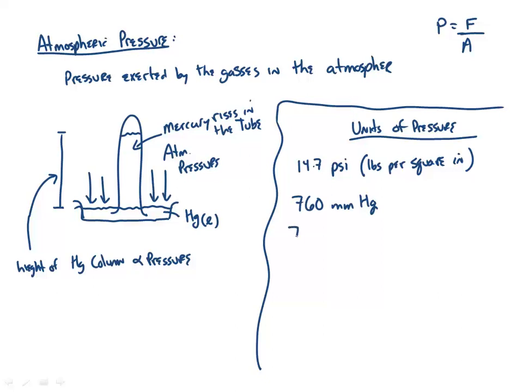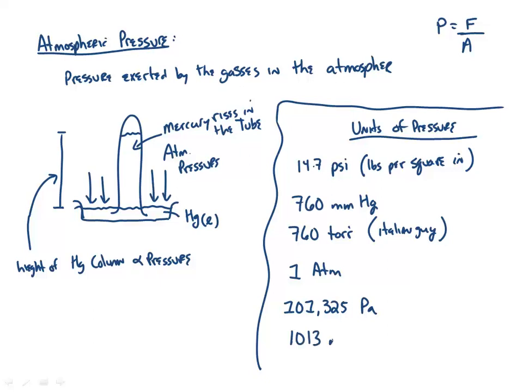Sometimes you'll hear it referred to as torr, and that's named after some Italian guy that actually invented the whole thing, and his name was Torricelli or something like that. You'll also hear it in terms of atmospheres, where they simply defined 760 millimeters as being 1 atmosphere. The technical unit is the SI unit, which is 101,325 pascals. And then there's one last oddball unit, 1,013 millibar. I don't even know where that one comes from. I just have it in my notes now.